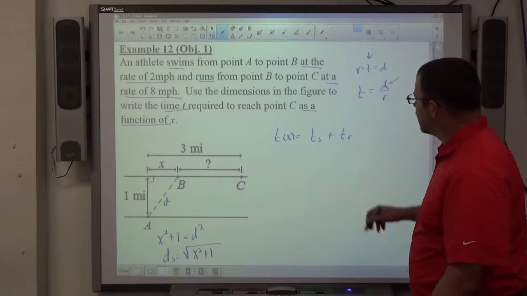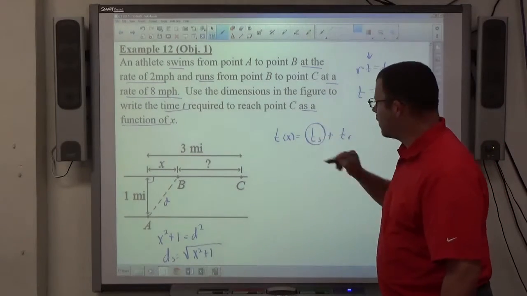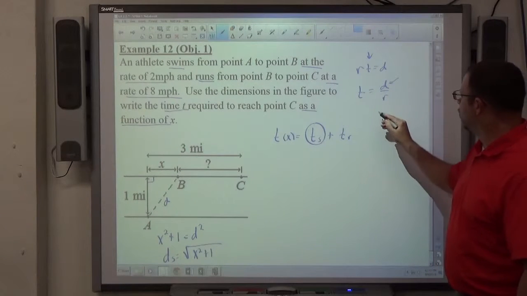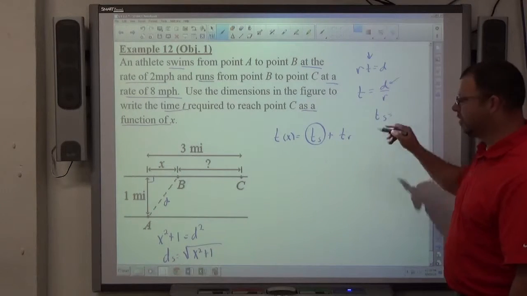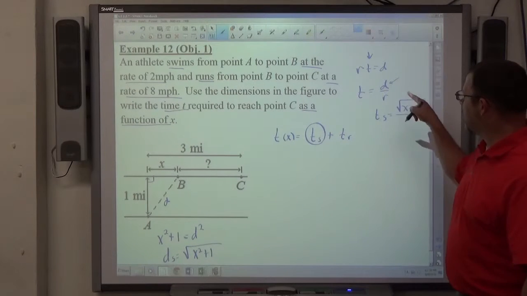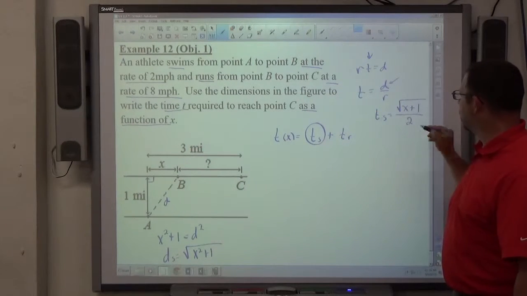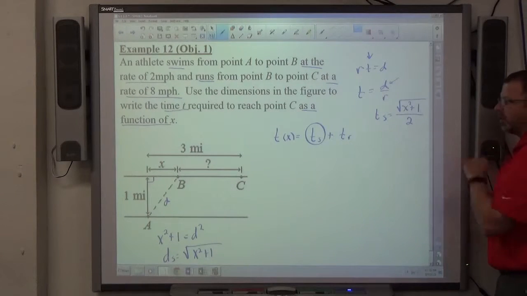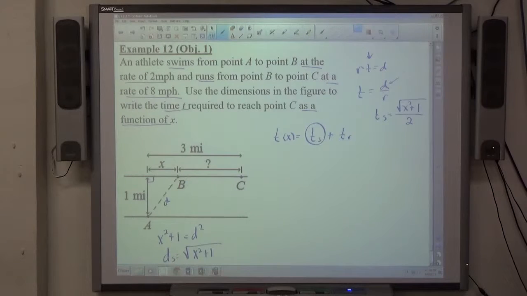So looking at this piece of it, swimming time, we know time equals distance over rate, right? So the swimming time is going to be the distance he swims, which is the square root of x squared plus 1, divided by the swimming rate, which is 2 miles per hour. So that's how you find t sub x. That's how long he'll be swimming.